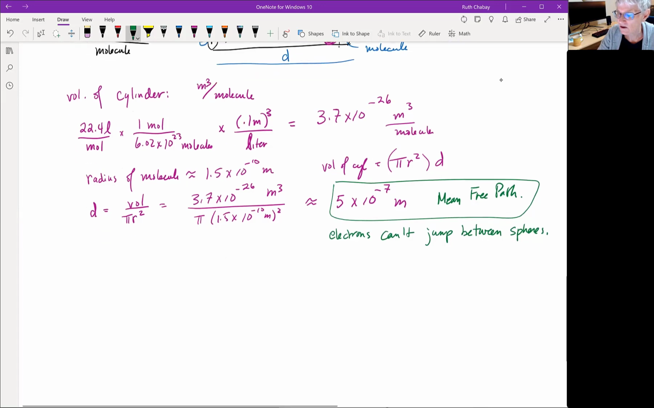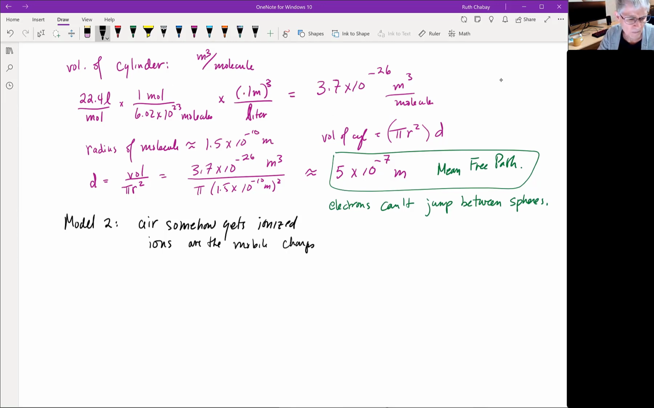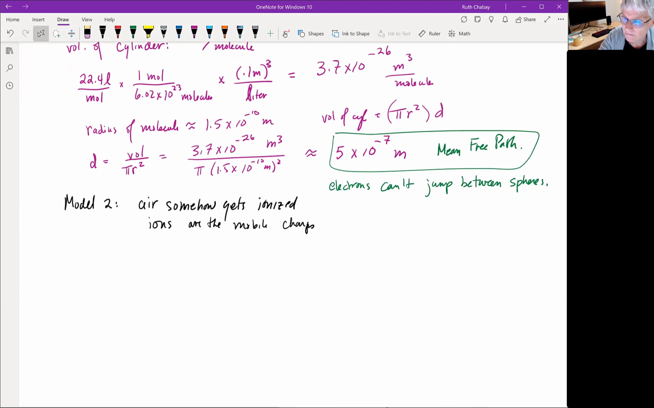Okay, so let's consider model 2. Air somehow gets ionized, and ions are the mobile charges. Okay, that seems plausible. So we'd have a sphere that's positively charged here and a sphere that's negatively charged here on that Wimshurst machine, and we'd have two kinds of species in the air.